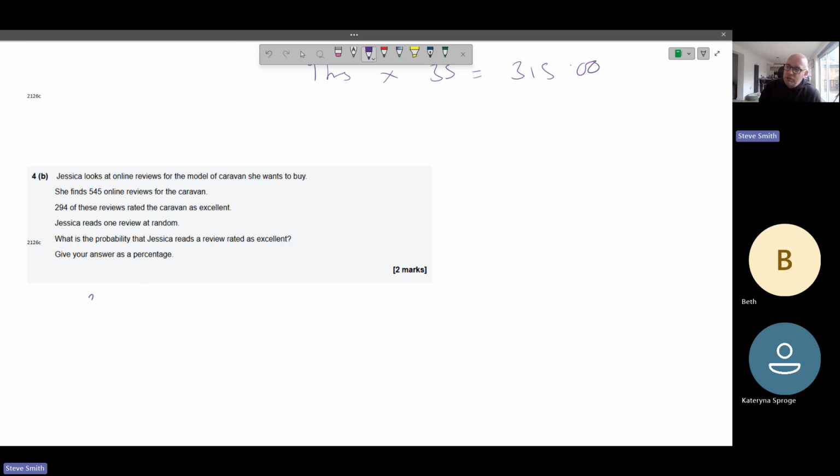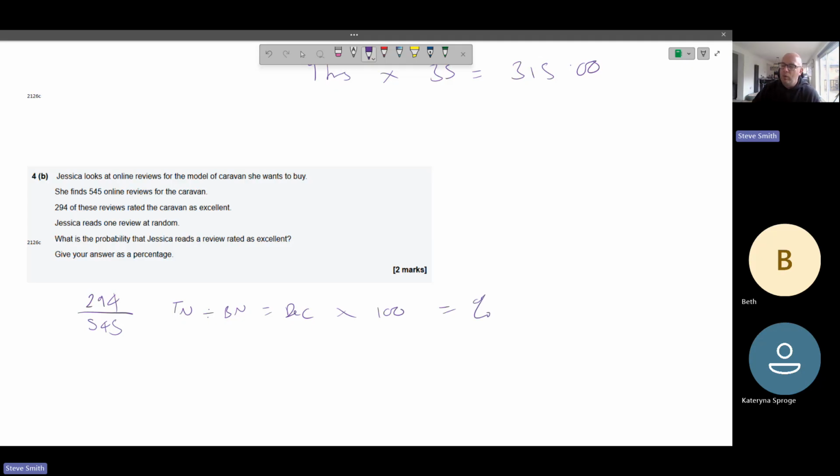So we're saying that 294 over 545 because that's how a fraction looks. Excellent is 294. Total reviews is 545. So we do top number divided by bottom number. Hopefully, we now know that that's our decimal. We don't need that. We need a percentage. And we times it by 100 and we get our percentage.